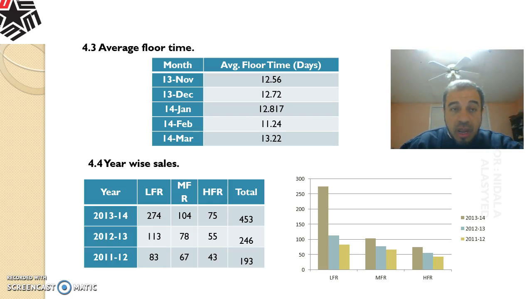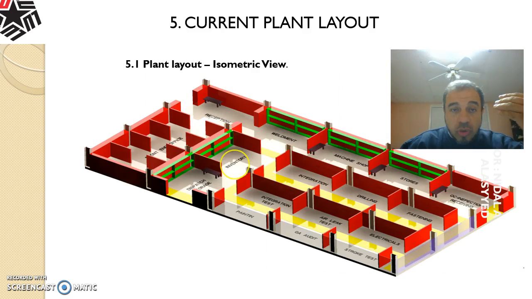Again, here's the average floor time. It's almost taking an average of 12.5 days now to produce a KGV using domestic manufacturers, compared to much better numbers for the European market. And so our main focus is to look at the current plant layout and how to improve that plant.